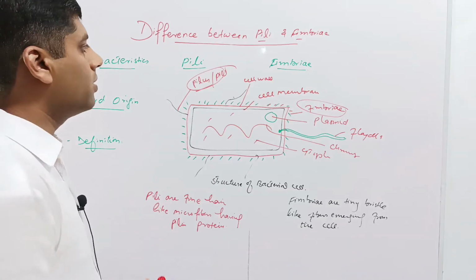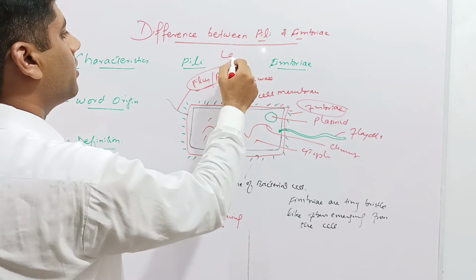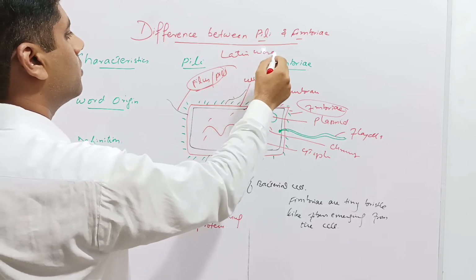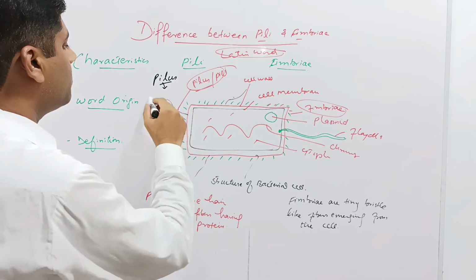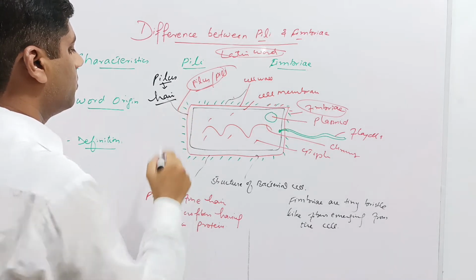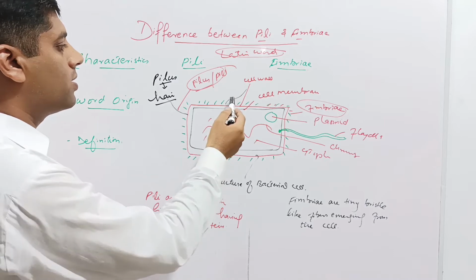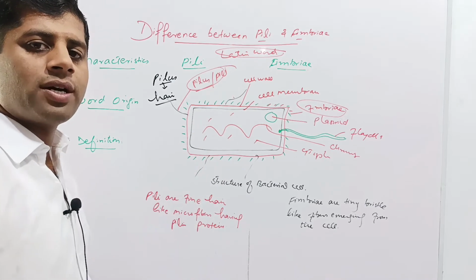If we see the word origin, pili and fimbriae both are Latin words. Pili is derived from pilus. Pilus means hair. As these are hair-like projections from bacterial cells, therefore these are called pilus or pili.